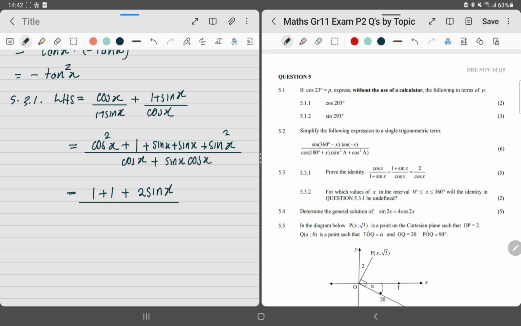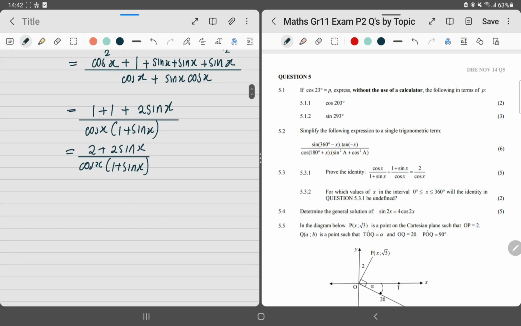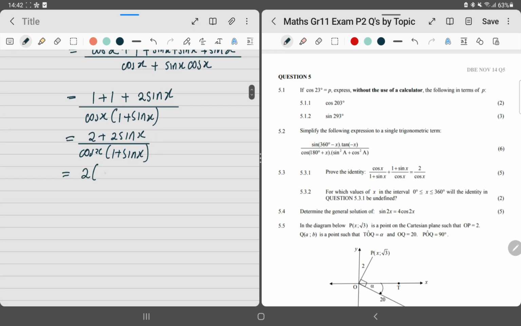And then I'm just going to take out a common factor of cos x, and then I'll be left with 1 plus sine x. So this is 2 plus 2 sine of x all over cos of x, 1 plus sine of x. That is 2, 1 plus sine of x, over cos of x, 1 plus sine of x. So this takes care of that. So I am left with 2 over cos of x, which is equal to the right hand side.